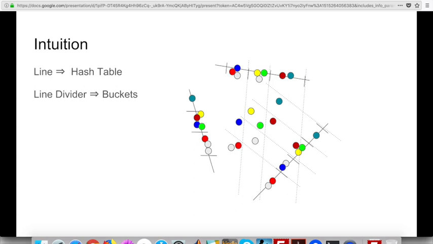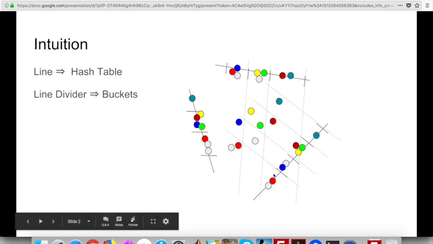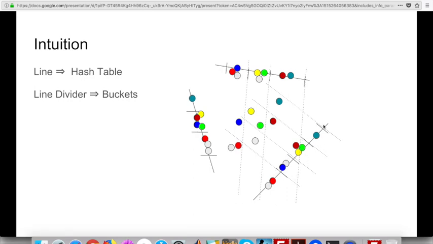So the main intuition here is that we have this set of points and we project these points on random lines. So this is line number 1, line number 2, line number 3. And after the points are projected, we divide this line into buckets like this using these separators, and points that are projected to the same bucket are expected to be similar to each other.